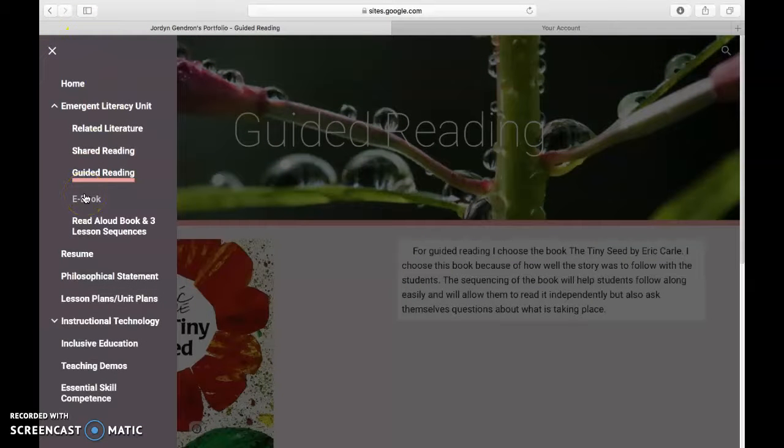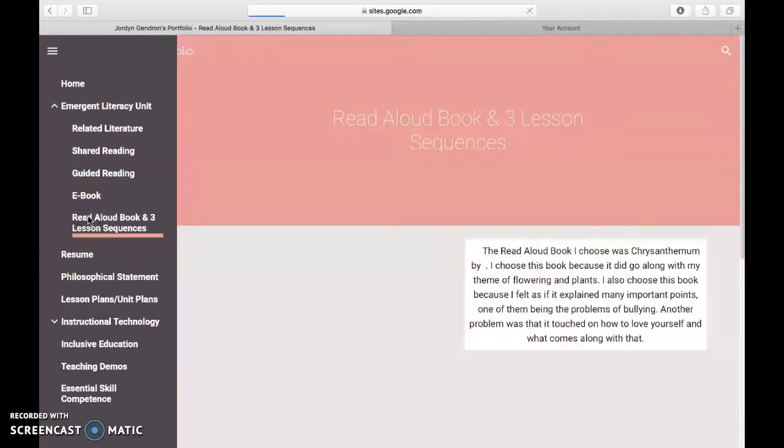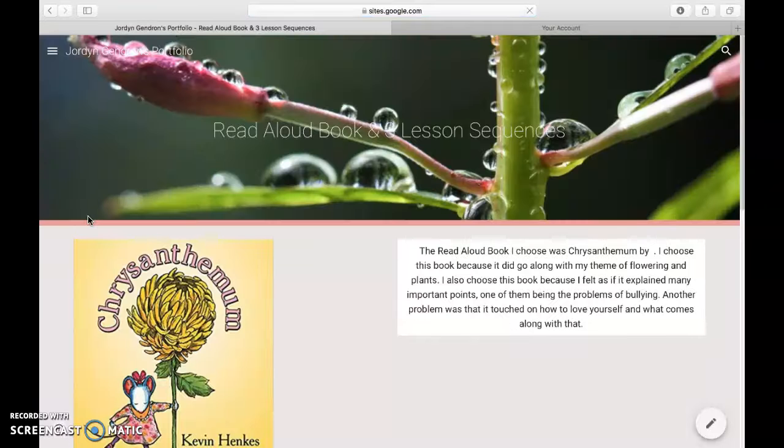The next page of my balanced unit is my Read Aloud book, including my 3 lesson sequence. I chose the book Chrysanthemum by Kevin Henkes. I believe this book was a great choice because the storyline is interesting but also teaches a lesson about bullying. During my read aloud portion, there were tons of questions to be asked during the reading for comprehension.